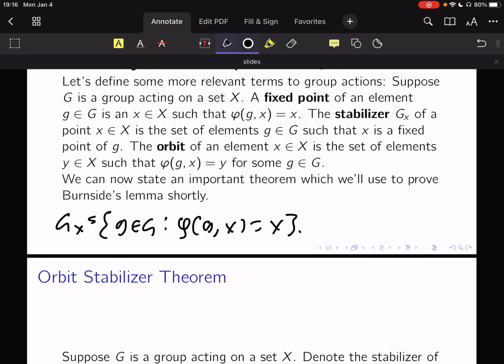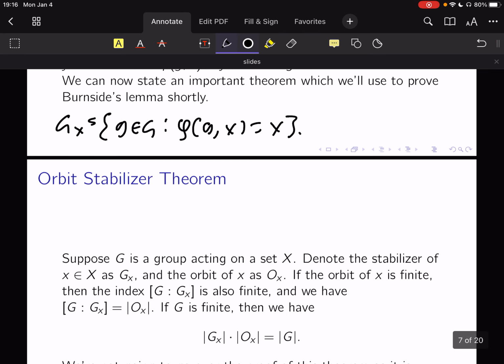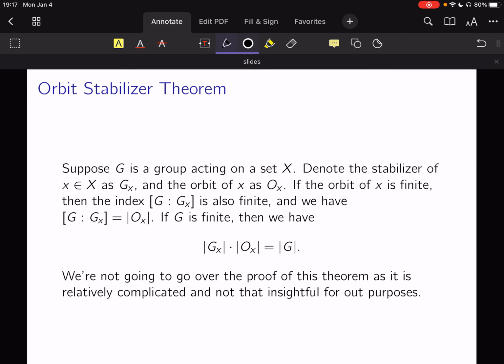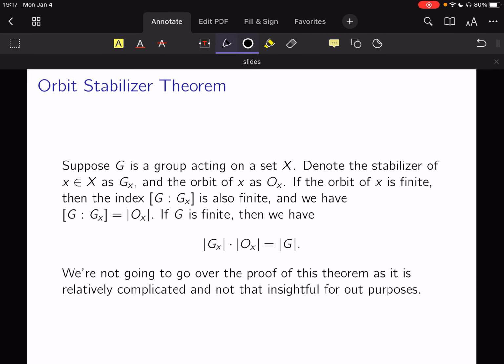The orbit of an element x in X is the set of elements y in X such that phi of g, x equals y for some g in G. So the orbit is all the possible objects we can get by applying the transformations in the group G to an object x. Now we can state, but we won't prove, an important theorem which we'll use to prove Burnside's lemma. This is called the orbit stabilizer theorem.